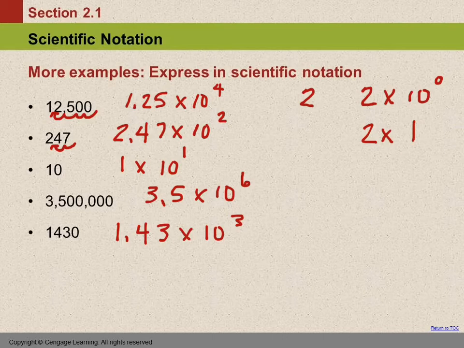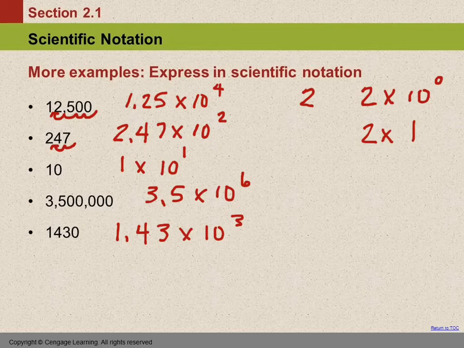Then why can't you write, let's say, 0.125 times 10 to the 5th? Good why question. Would it be only from 1 to 10? So the question is, why can't you write 0.125 times 10 to the 5th? Very good question. Why does it have to be 1.25?